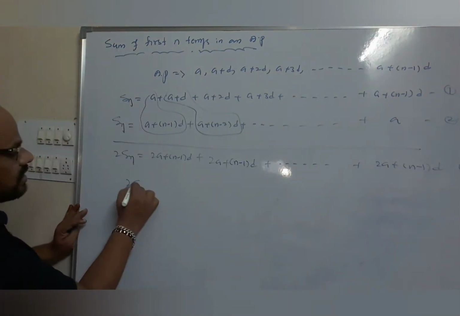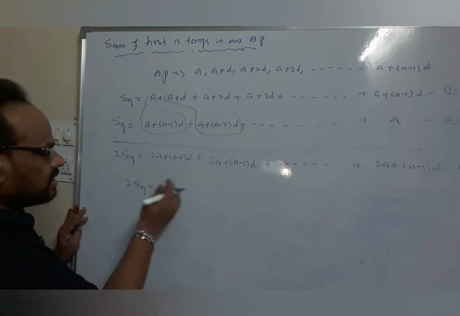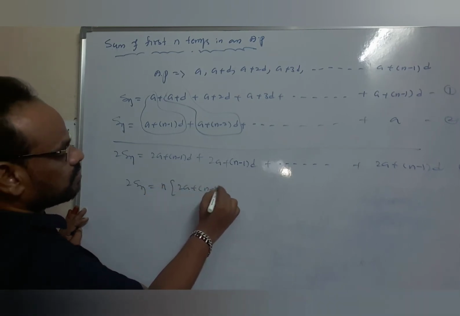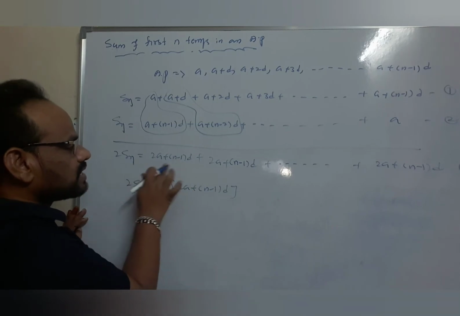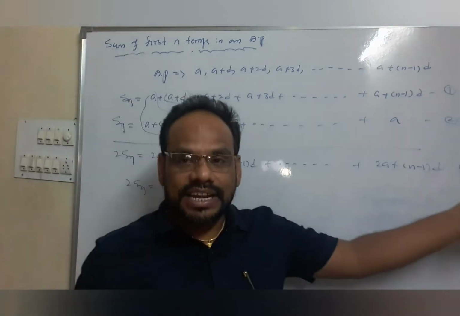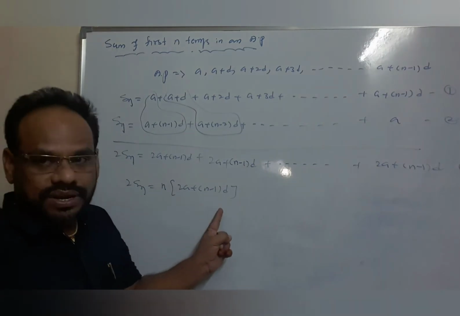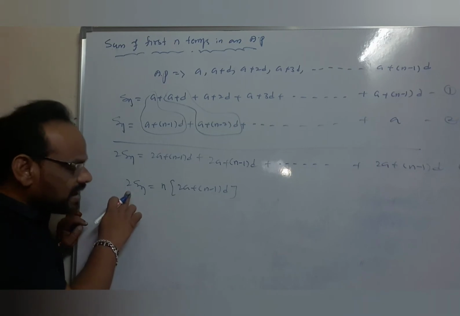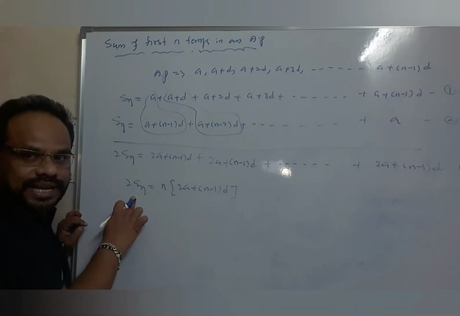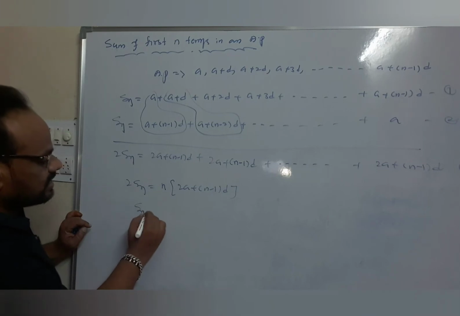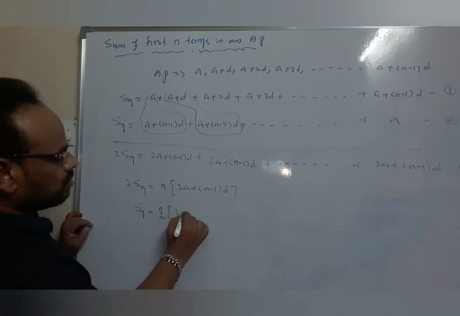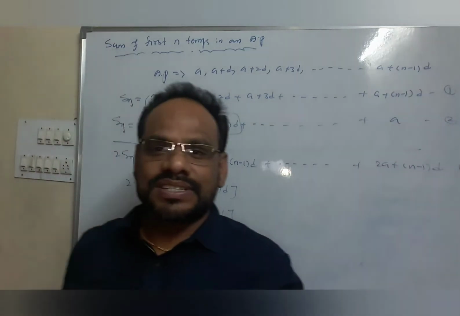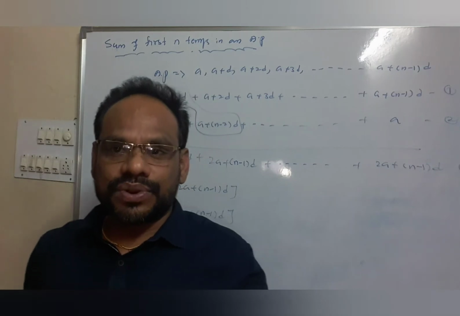Okay, 2Sn can be written as: 2 times Sn is equal to n into 2A plus n minus 1 into D. Why? Because 2A plus n minus 1 into D appears n times. So n into 2A plus n minus 1 into D. 2 can be transposed from LHS to RHS. Multiplication becomes division. So Sn is equal to n by 2 into 2A plus n minus 1 into D. This is the formula for the sum of first n terms in an arithmetic progression.